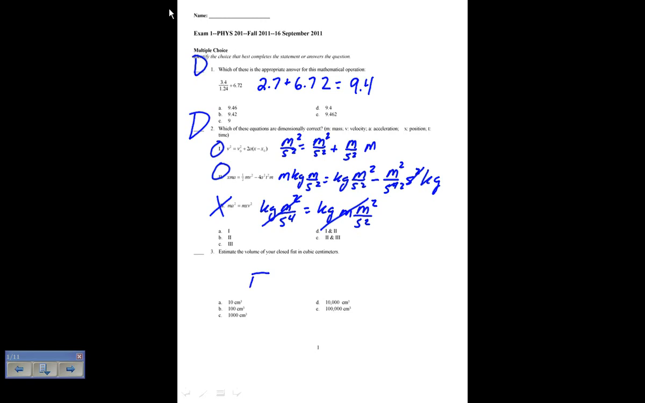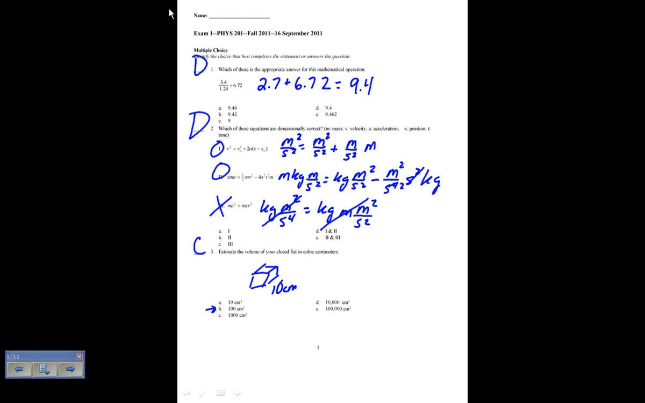Estimate the volume of your closed fist in cubic centimeters. If you consider your closed fist to be like a cube, that cube is going to be about 10 centimeters on a side. So 10 by 10 by 10 is 1,000. So the answer for number 3 is C. If you consider any other of these options, they are not reasonable.